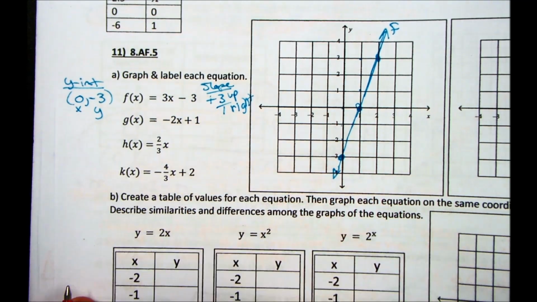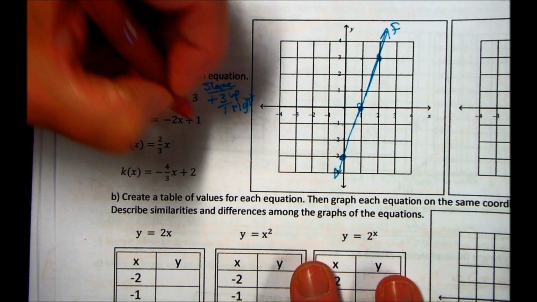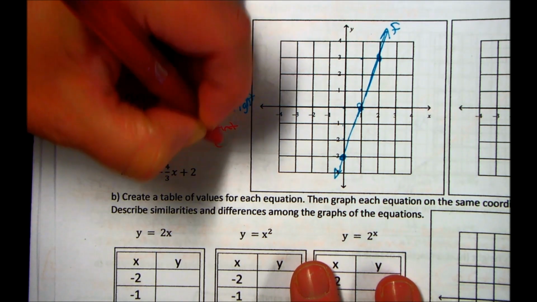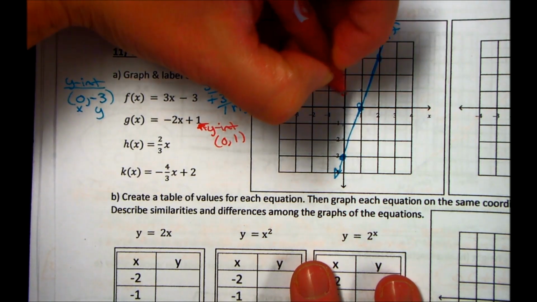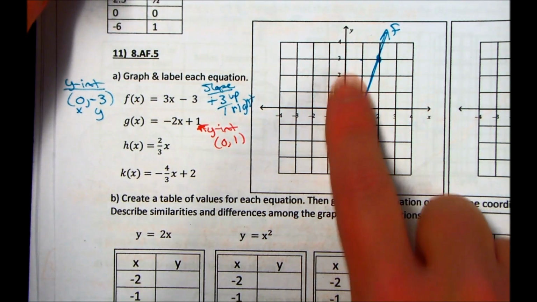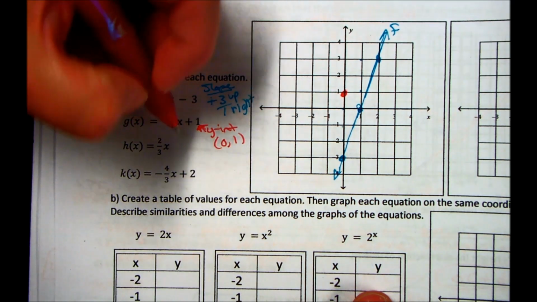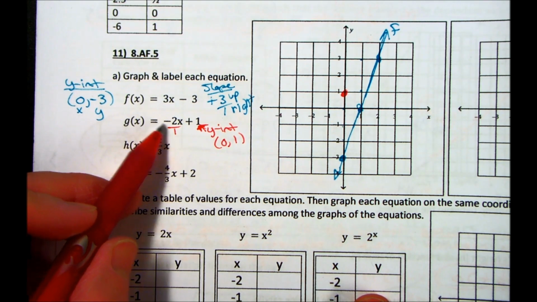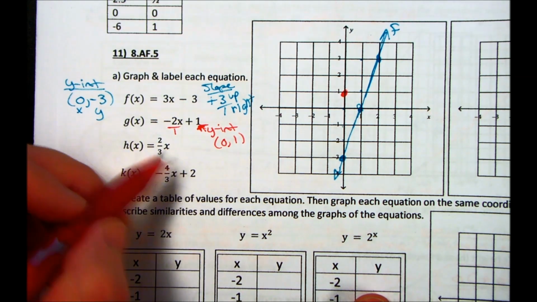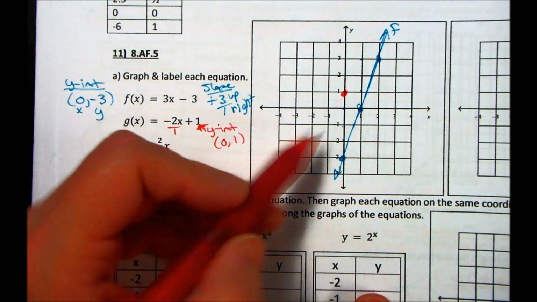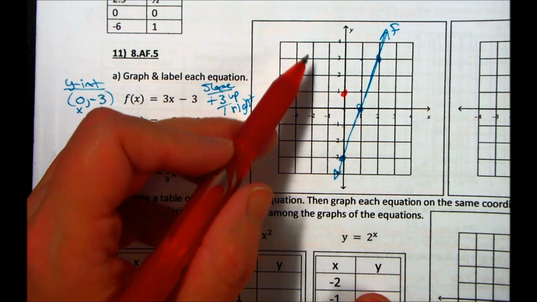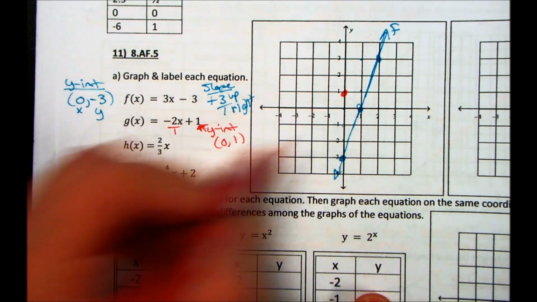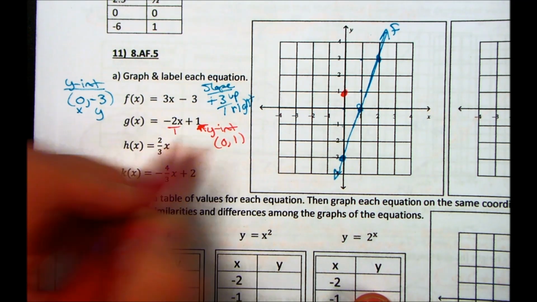All right, so for the next one, g of x, my y-intercept is the point (0, 1), which is right there. Remember, it's on the y-axis, not the x-axis. But my slope is -2. So do you see how I made it a fraction? That's so that I can think about the rise over the run. However, since it's negative, it's going to be going down from left to right, or decreasing from left to right. So from my y-intercept, I'm going to go down 2 and then to the right 1.